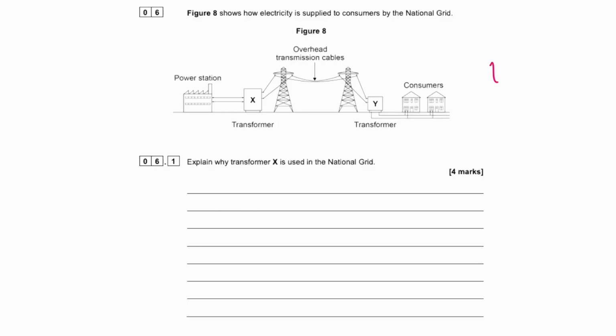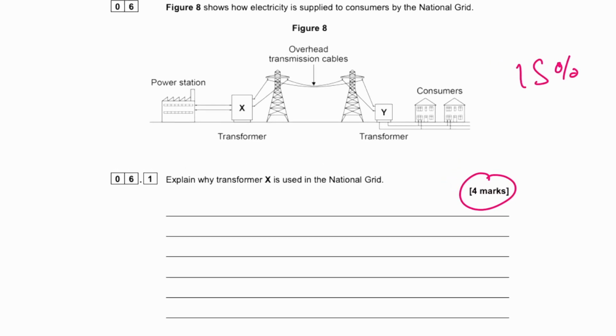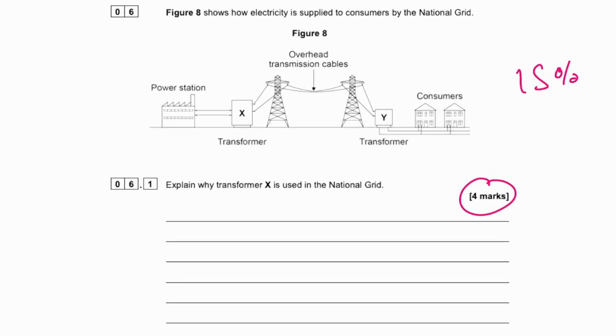Just 15% of students got all 4 marks on offer over here. So let's take a look. It seems like it's pretty tricky if only 15% of students got all of the marks. Essentially what we're given over here is a diagram of the national grid, and we need to explain what transformer X is doing in enough detail to get all 4 marks.